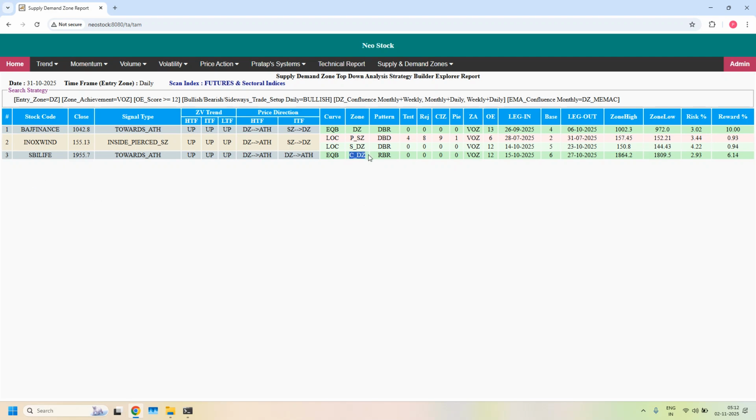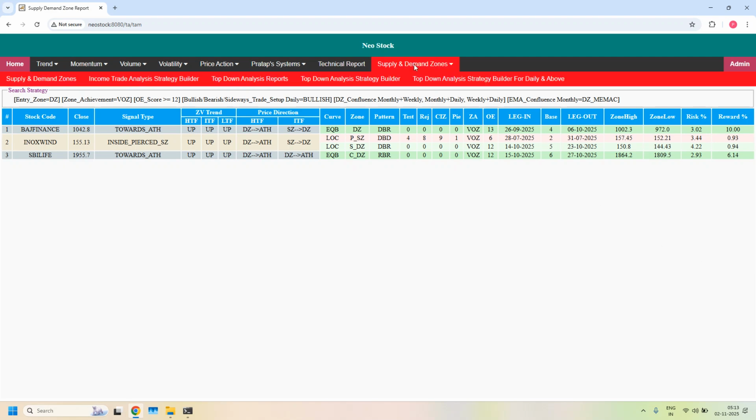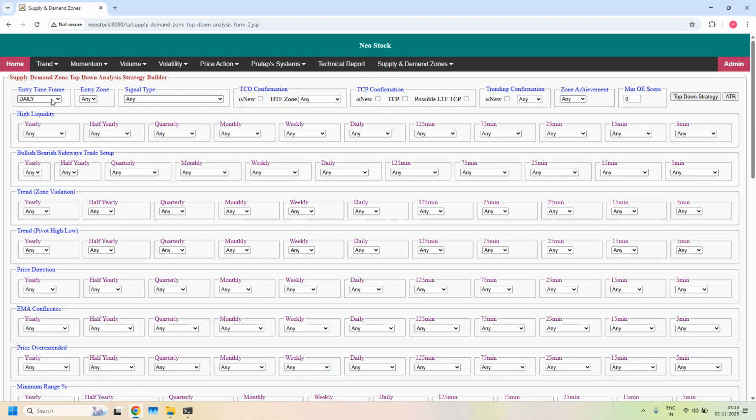So these 3 daily demand zones might have more high probability to succeed, provided at least 20 checklist items are satisfied, otherwise higher chances of zone violation. So this is the bullish trade setup for monthly income trade. Next I will generate the bearish trade setup for monthly income trade.